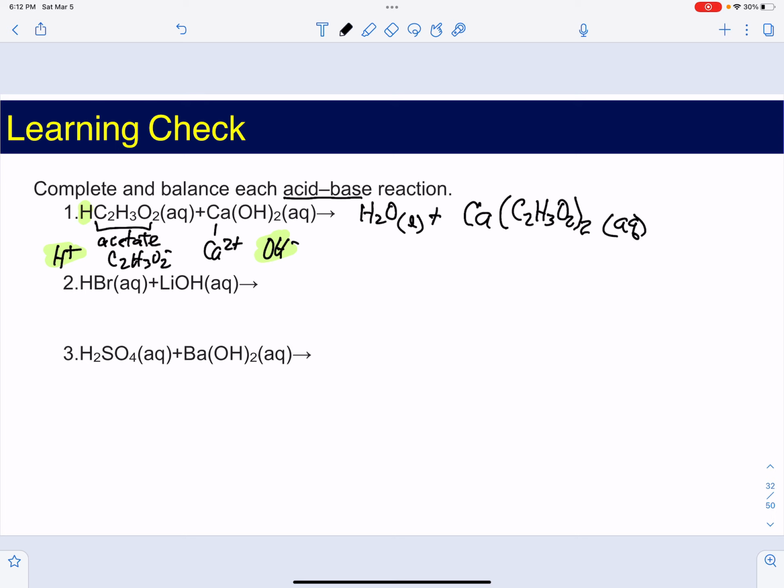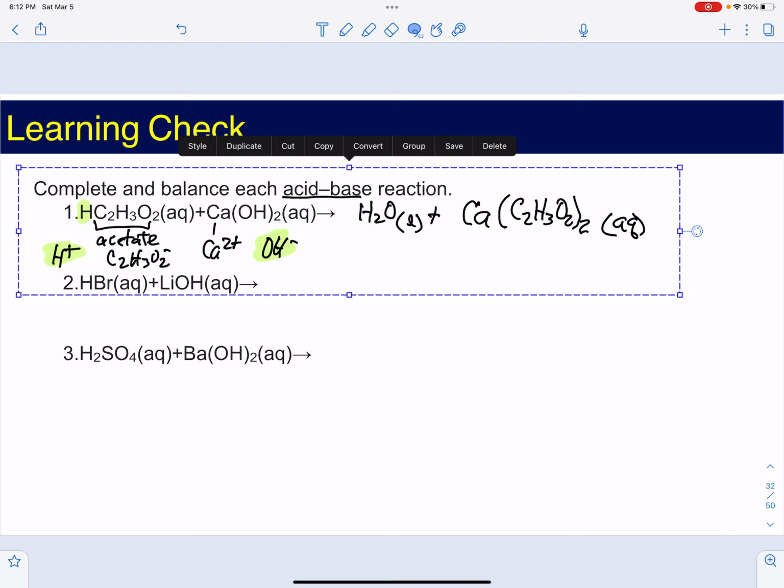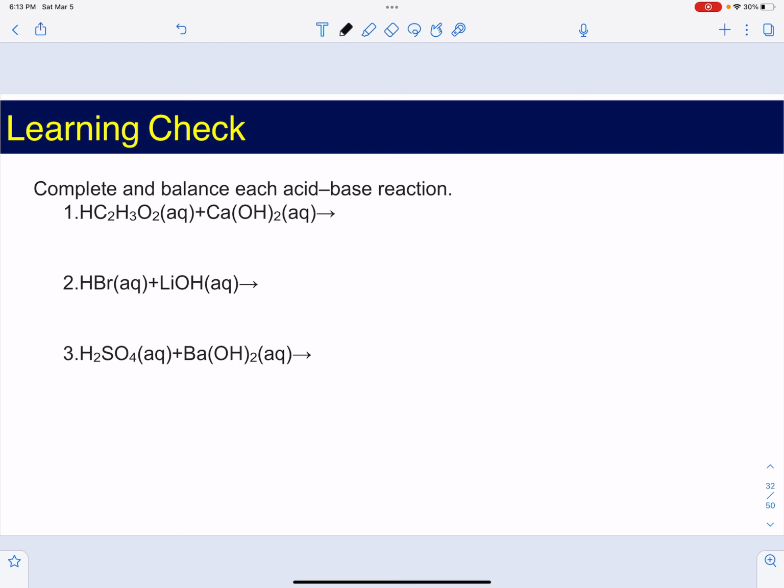Let's do the next one. For the next one, we're going to take advantage that we know we're dealing with an acid, so H plus, Br negative, lithium positive, just straight from the periodic table, and I know my polyatomic ions, OH negative. So what are we going to get?